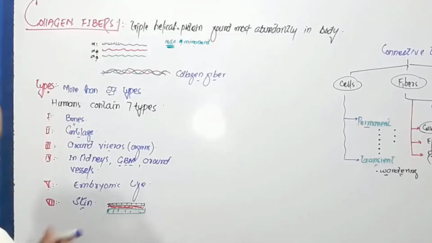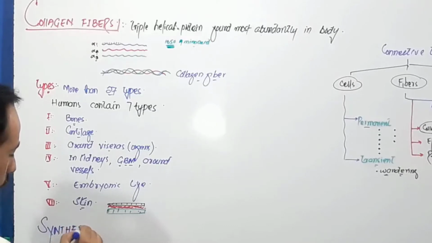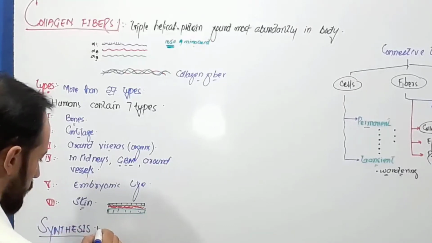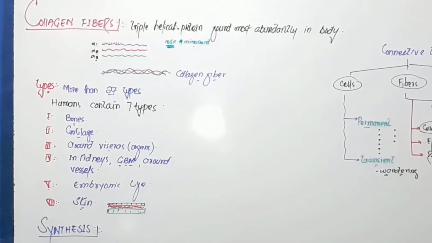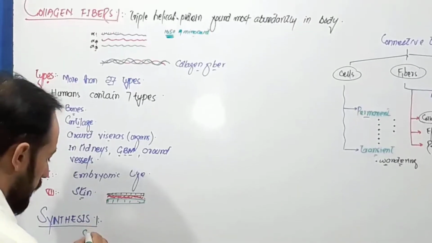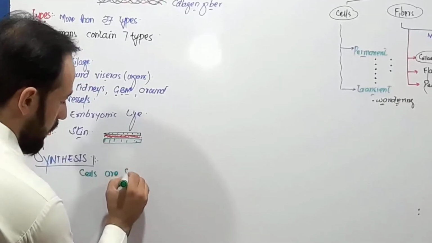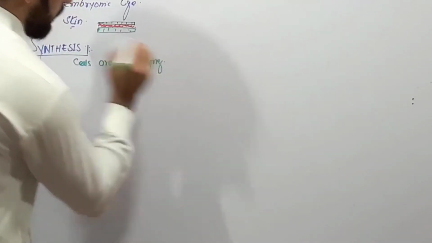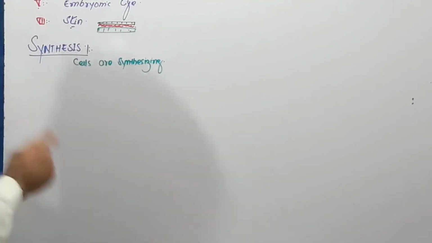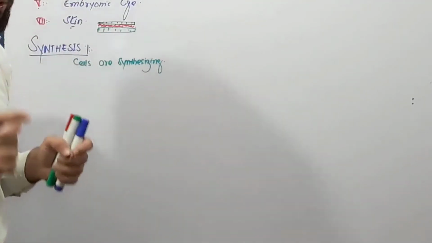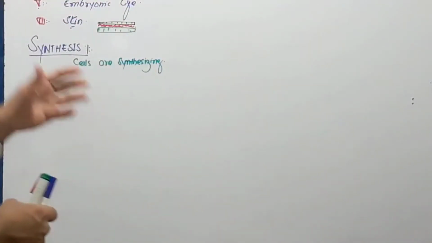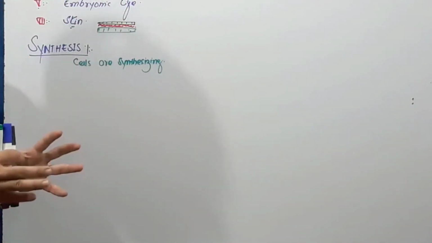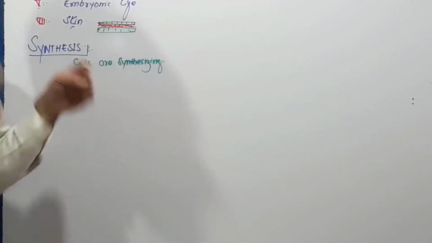Now about synthesis of collagen fiber. How are these fibers synthesized? Very importantly, friends, look carefully. First of all, we know that cells are synthesizing them. Different types of cells are synthesizing these collagen fibers, right? It means that the machinery for the synthesis of collagen fibers will be present inside the cell.